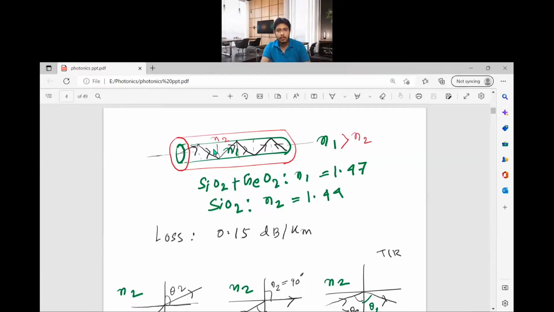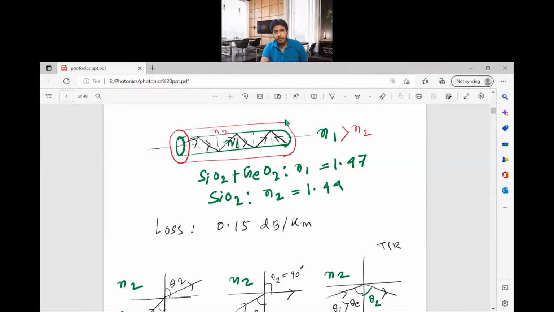So you have the two different indexes from the core and cladding. Generally, the core has a higher refractive index than the cladding, so n1 will be greater than n2. Again, the light will get totally internally reflected from these two surfaces, and it will be reflected back again from this surface. So it can be confined by these two regions, and it will travel like this.